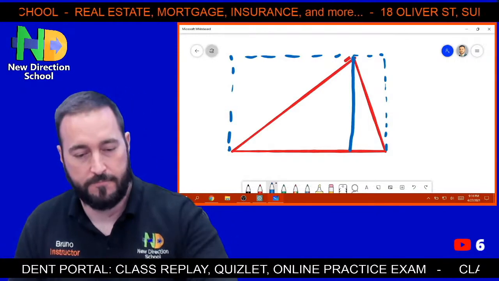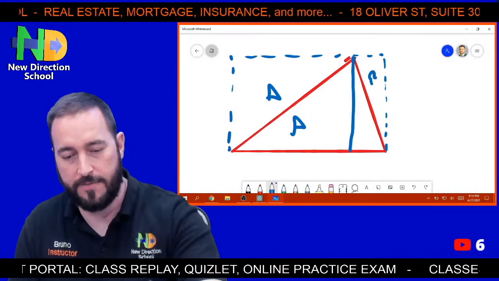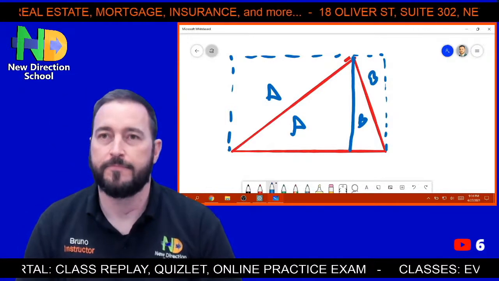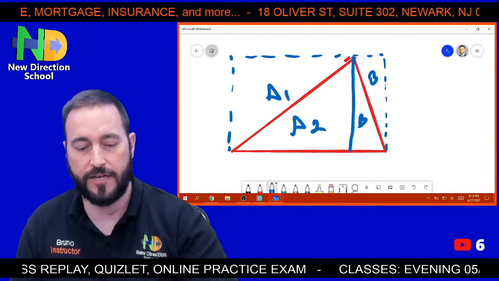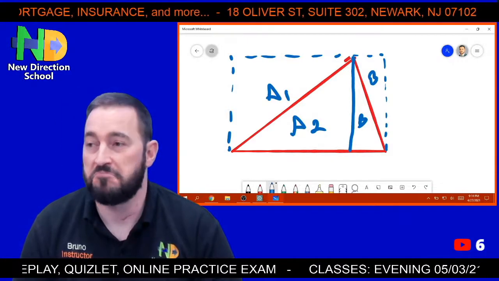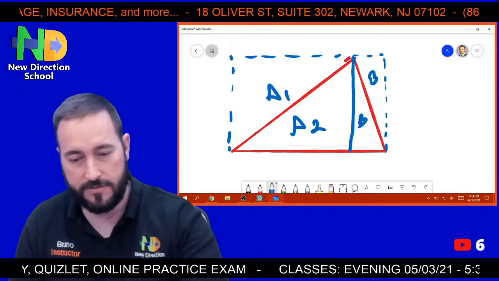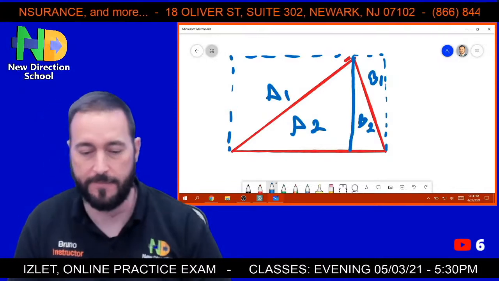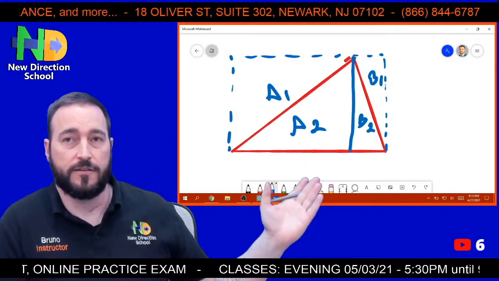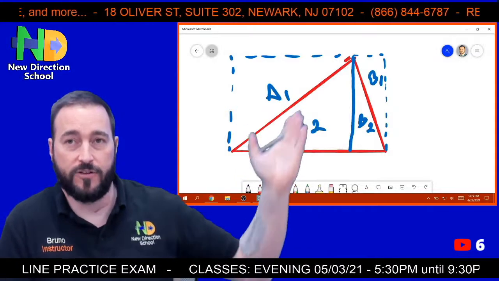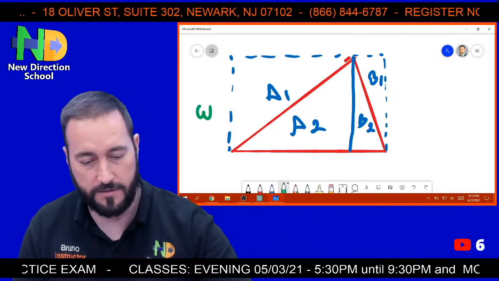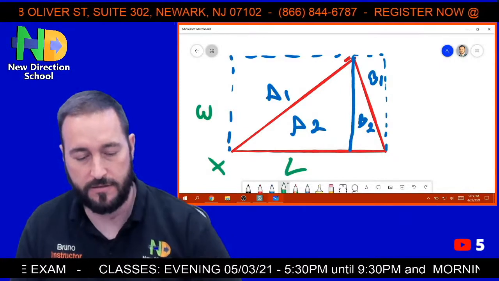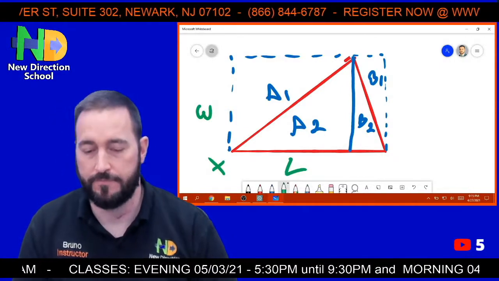Right? A, B, B. Isn't A1 a mirror of A2? They're exactly the same, just opposite directions, and B1, B2, the same thing. So again, this is half of the rectangle. Therefore, width times length. Okay?